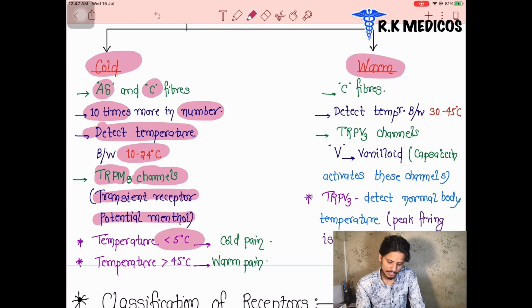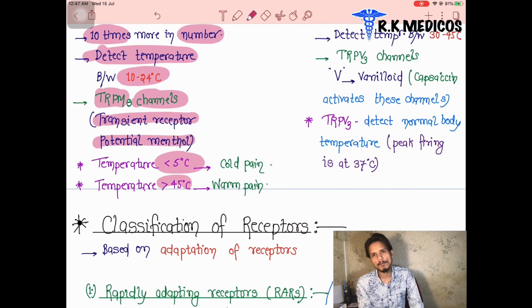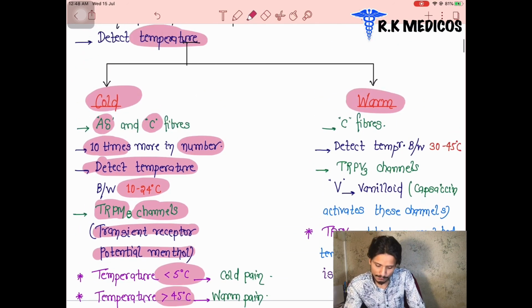So when the temperature is more than 45 degrees, there is warm pain. Similarly, when the patient is living in a warm climatic condition, the patient first feels sweating, then feels warm, and sometimes feels a burning sensation or warming sensation in that area. That's why a temperature less than 5 is cold pain, and more than 45 is warm pain. In the warm condition, C fibers are activated.